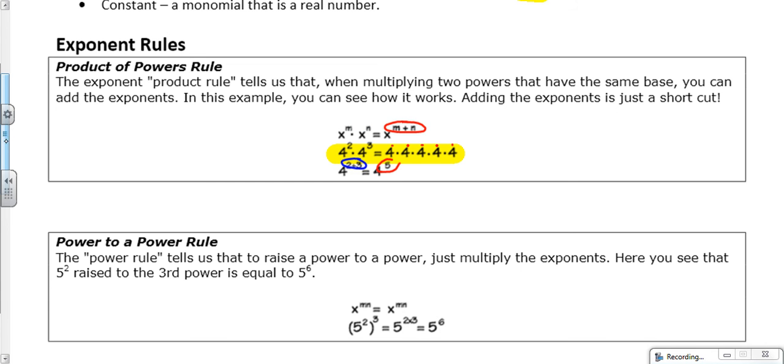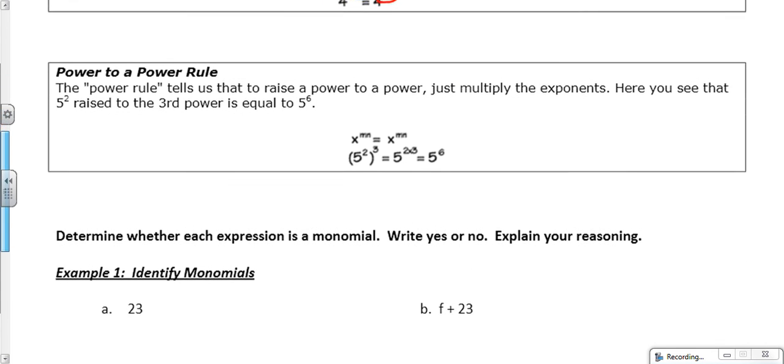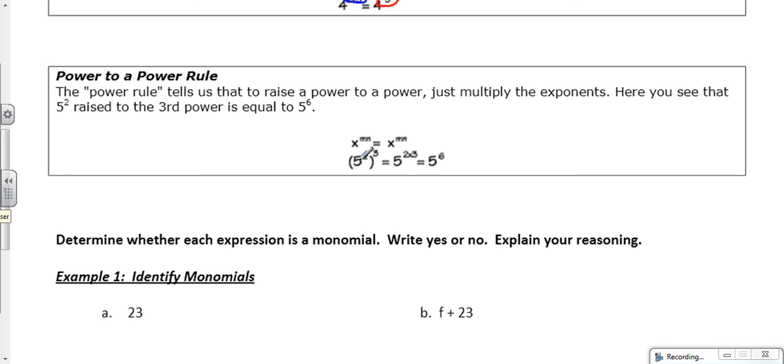A power to power rule shows you that if you have, for example, 5 squared and you're taking it to another power, so this is a power to power situation, the result would be the product of the two instead of the sum of the two. So 2 times 3 gives you 6, and you'd get the same answer as 5 to the 6th. So shorthand, you'd have x to the mn.